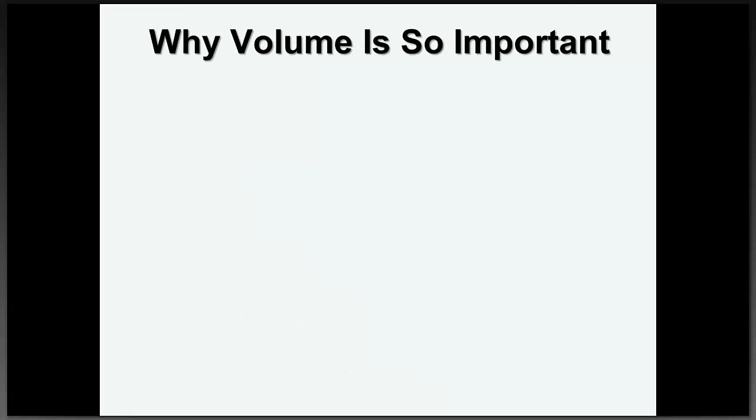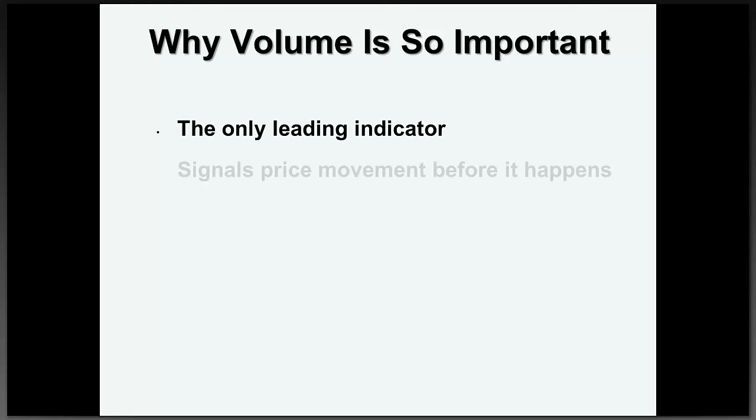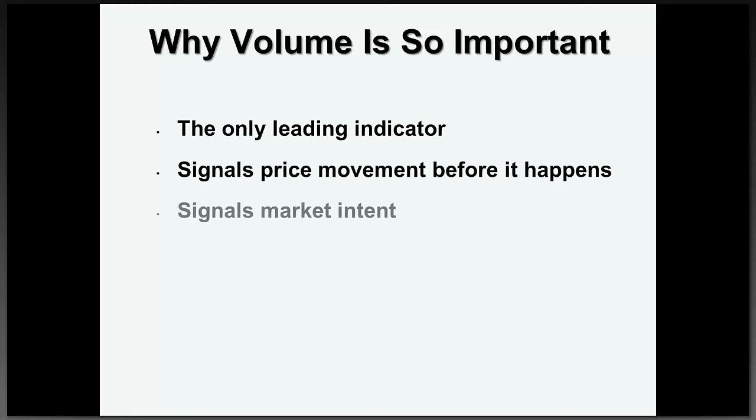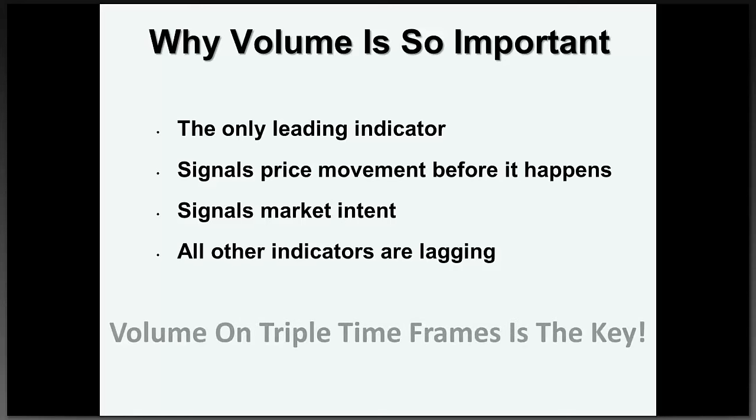And that's why volume is so important, because it is the only leading indicator. It signals price movement before it happens. It signals the market intent, particularly before news announcements. All other indicators are lagging. You must remember that these indicators, MACDs, etc., have been out for a long, long time. They're lagging indicators, whether they're moving averages, whatever, they're lagged. And volume on triple time frame is the key.